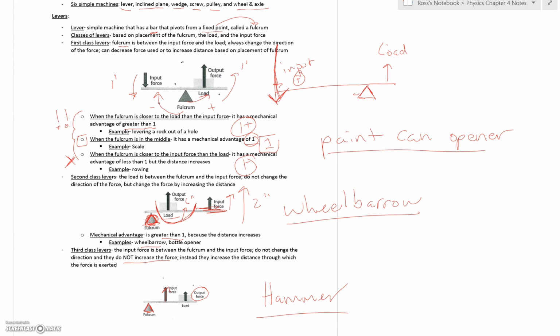So for each of these 6 simple machines, we should generally know if they change the direction, right? So first-class levers do change the direction, second-class levers do not, and third-class levers do not. They all move in the same direction for second and third class. We should also know how to go about calculating the mechanical efficiency for each of these different simple machines.